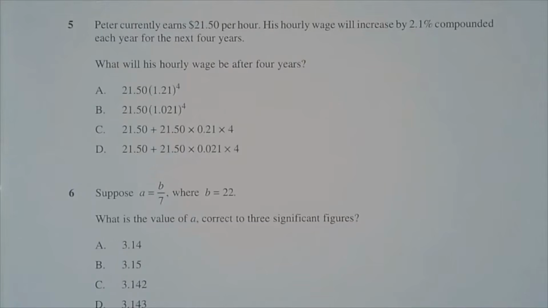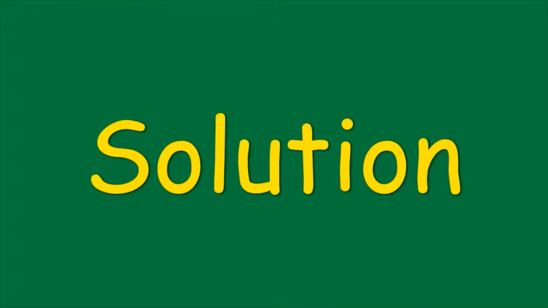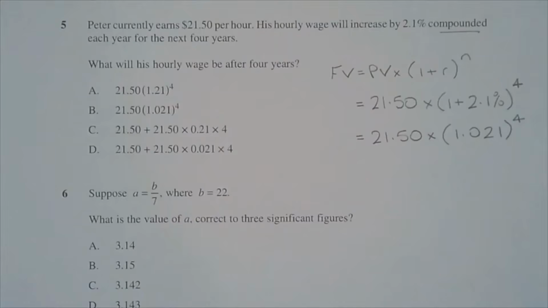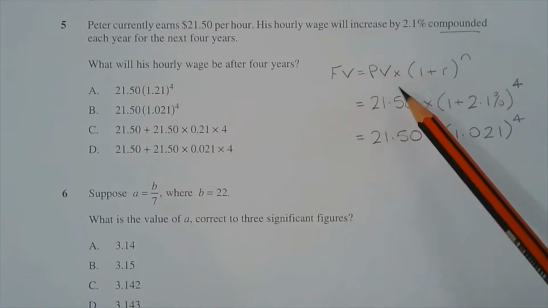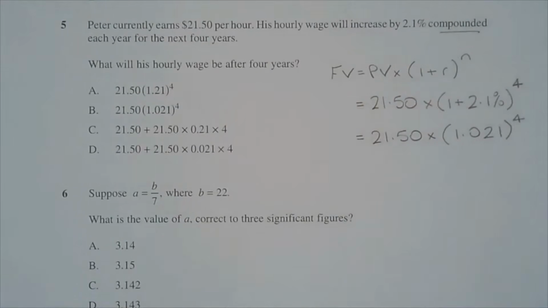Question 5. Peter currently earns $21.50 per hour. His hourly wage will increase by 2.1% compounded each year for the next 4 years. What will his hourly wage be after 4 years? The key word is compounded, so we'll use the compound interest formula to determine Peter's wage in 4 years' time. The future value is equal to present value multiplied by 1 plus r to the power of n.